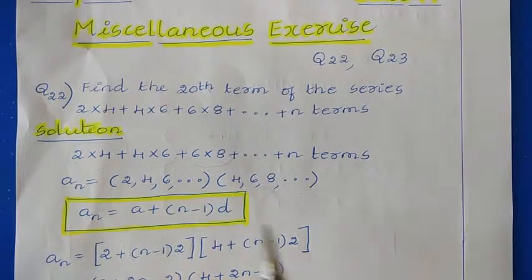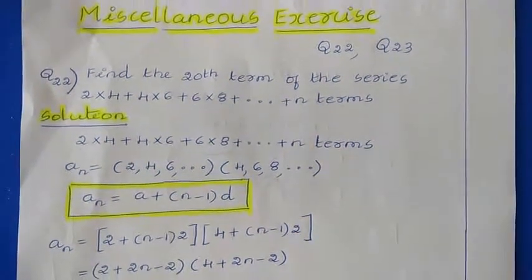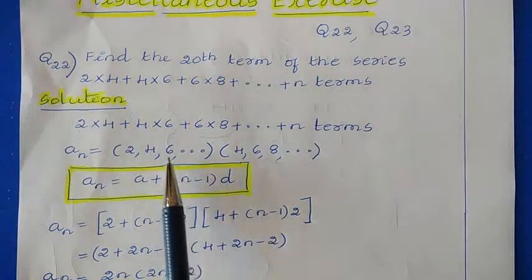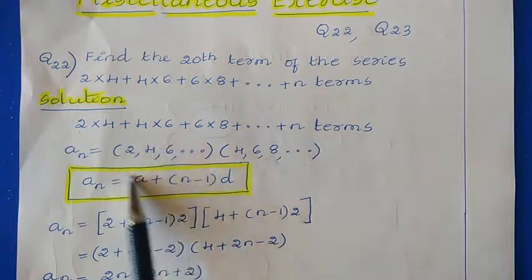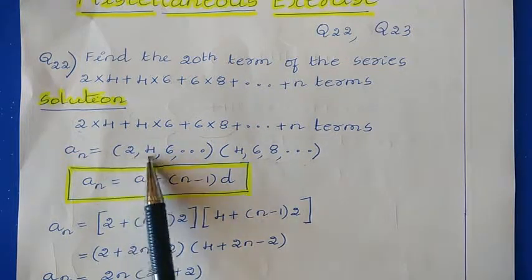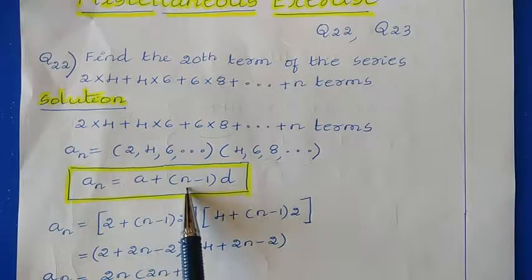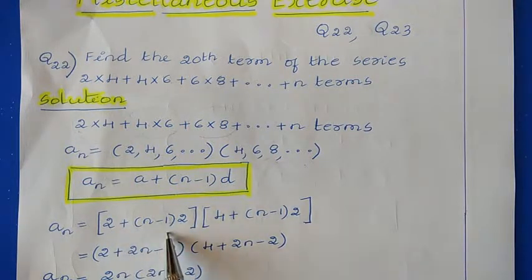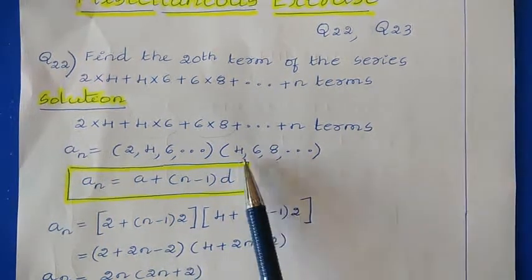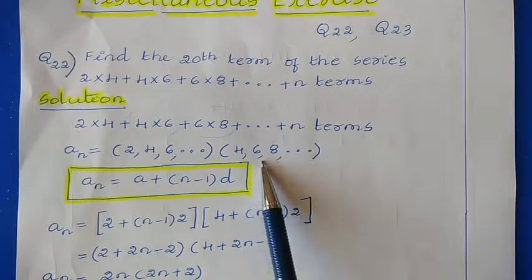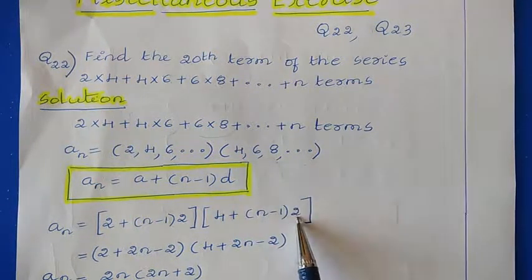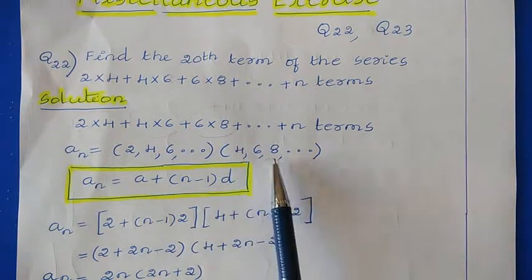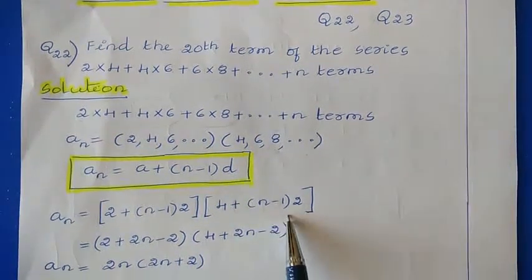So now by using the formula, that is a_n is equal to a plus n minus 1 into d, we will solve this one. See here, if you consider this one, the first term is 2 and the common difference is 2. So by using this formula, write for this particular series, that is 2 plus n minus 1 into 2. Then for this one we have the first term as 4 and the common difference, that is 6 minus 4, that is equal to 2. So put a is equal to 4 and d is equal to 2 in this particular case. So that is 4 plus n minus 1 into 2.